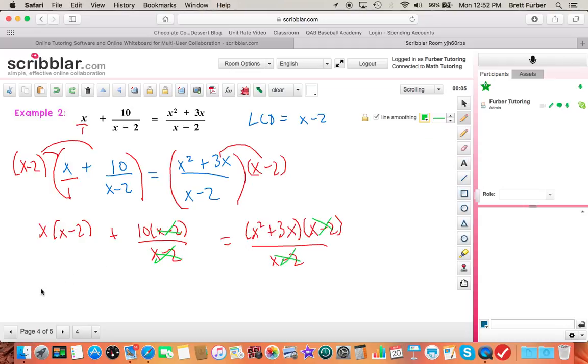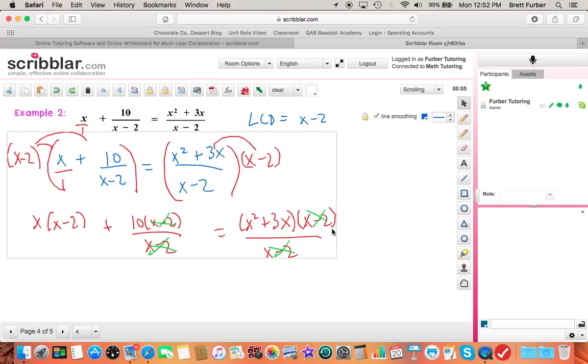So you can see I won't have any fractions left at this point. I'm just going to have regular numbers. I'm going to have x times x minus 2 plus 10 equals x squared plus 3x. And I think I'll just go ahead and distribute this since I know I'm going to have to do that anyway. So x times x and x times negative 2, that's x squared minus 2x.